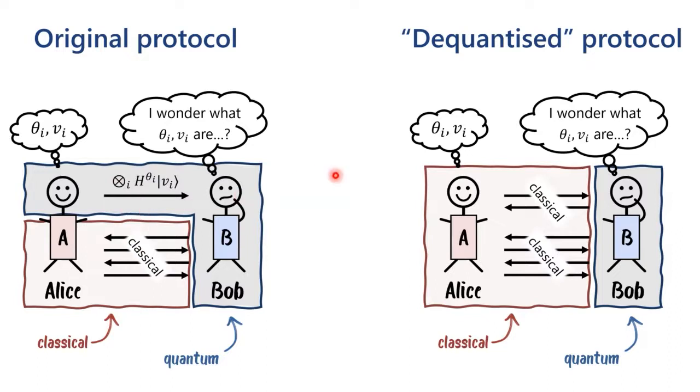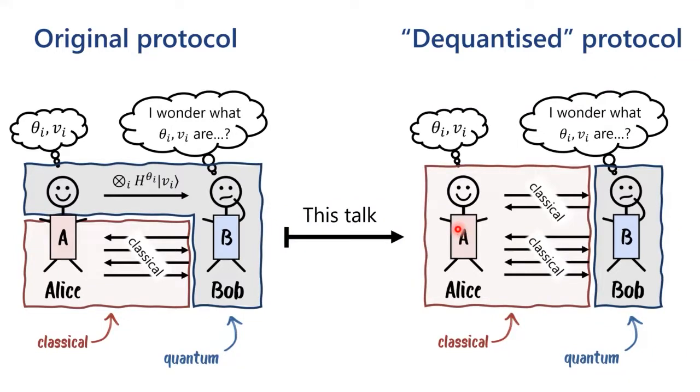All right. Now, one thing I want to stress, just language-wise, is I call this a dequantized protocol, but really, what we dequantize is the communication. It's not purely classical. Bob still has to remain quantum. So what this talk is about is going from the left to the right.